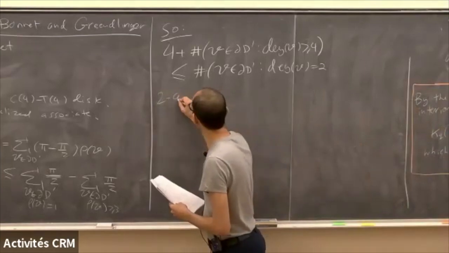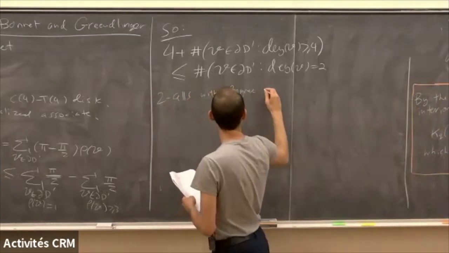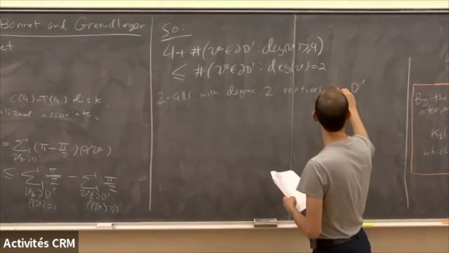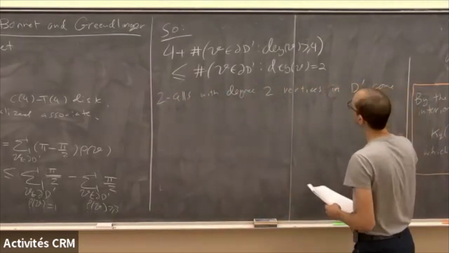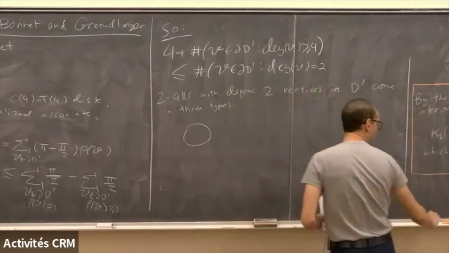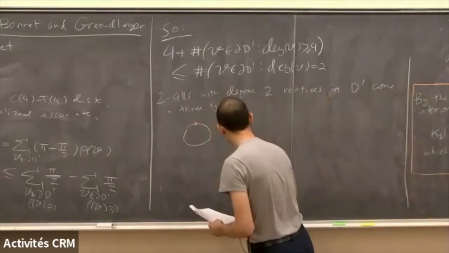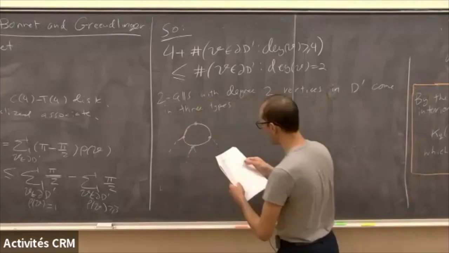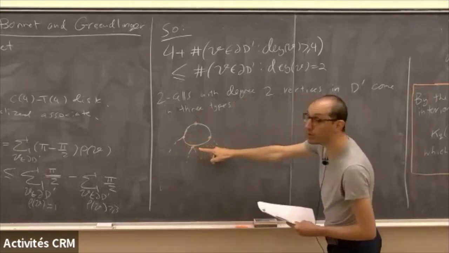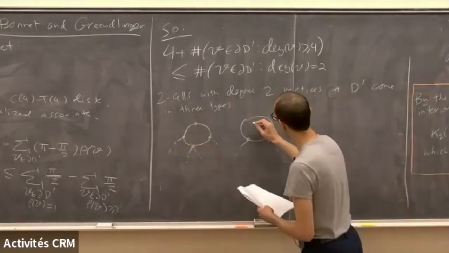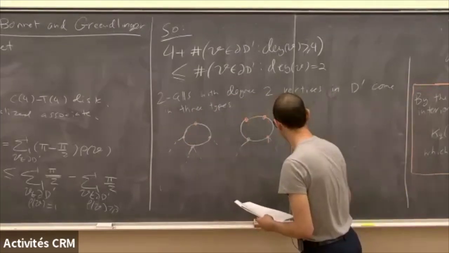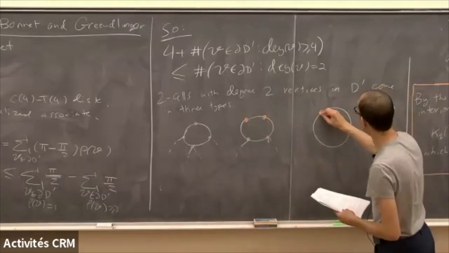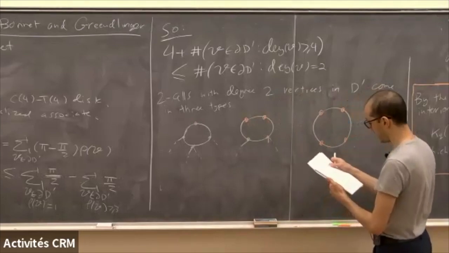Yeah, so 2-cells with degree 2 vertices in our normalized disk diagram D prime come in 3 types. We left these dummy vertices there to indicate things about the geometry for us later. So either you have 2 internal pieces, or you had 1 internal piece, or you were a single 2-cell. That's the other possibility. Okay.